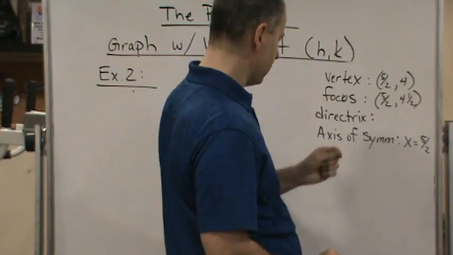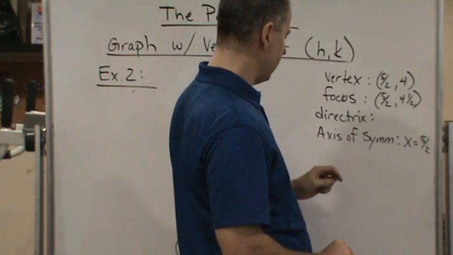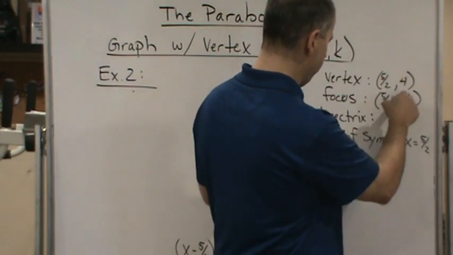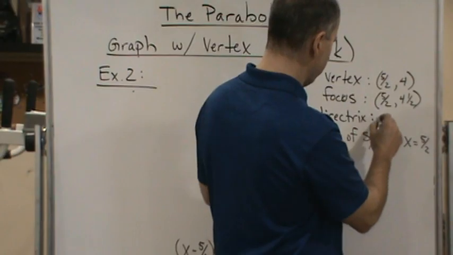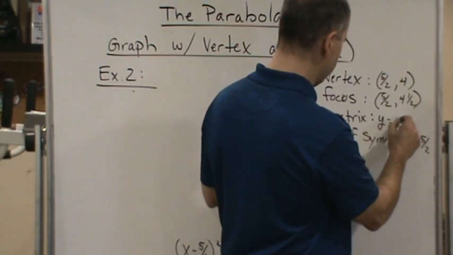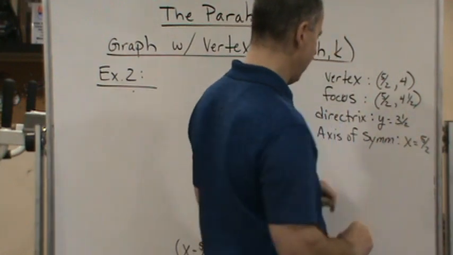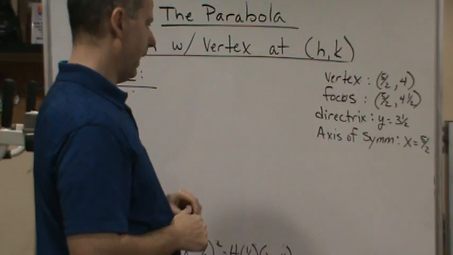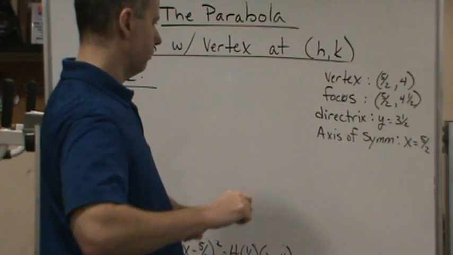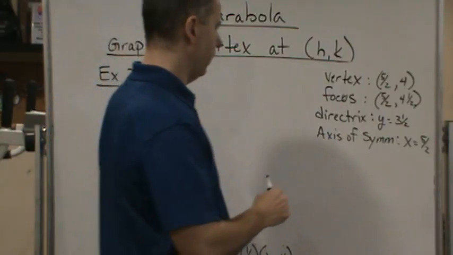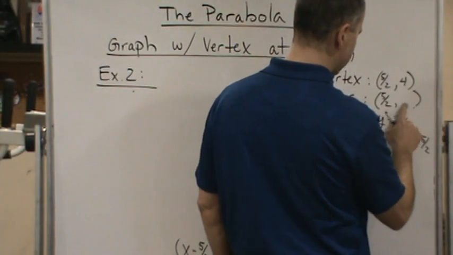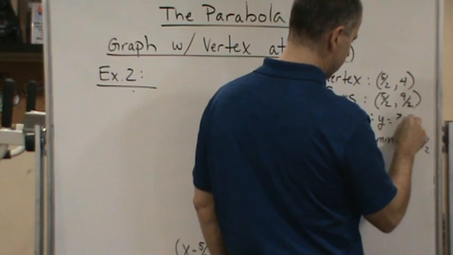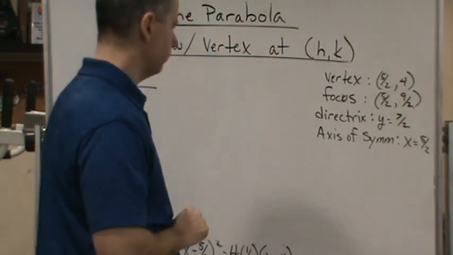The directrix is going to be 1/2 unit below the vertex. So that's going to be at y equals 3.5, or 7 halves. Okay, so I can write the focus as 9 halves, and the directrix is at 7 halves if you want.